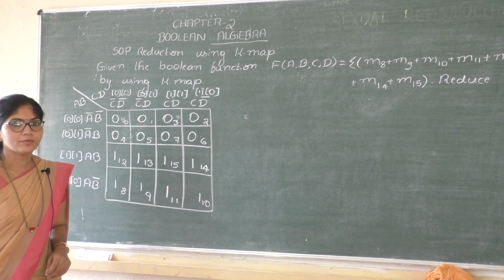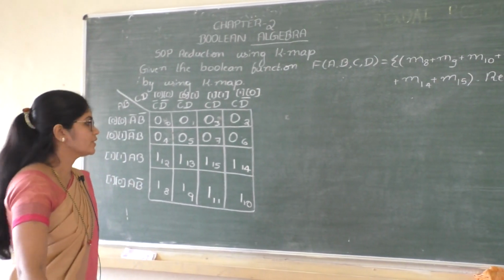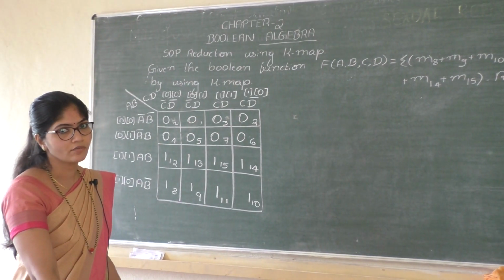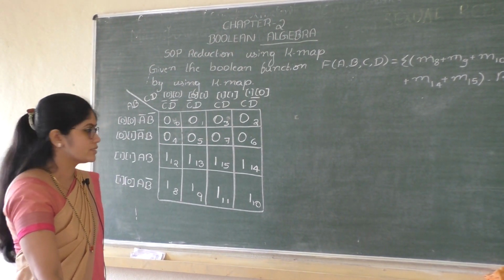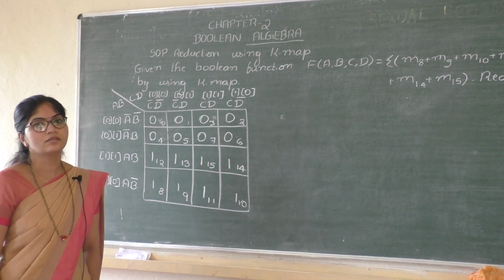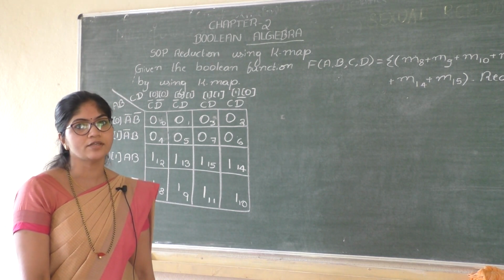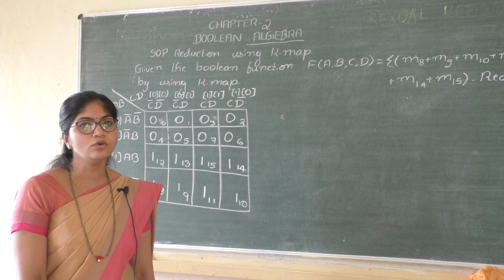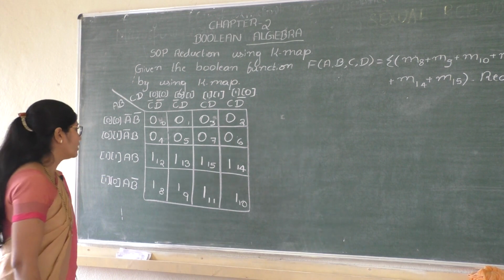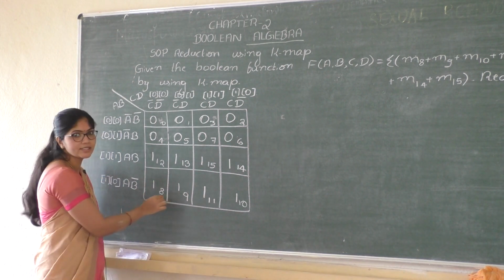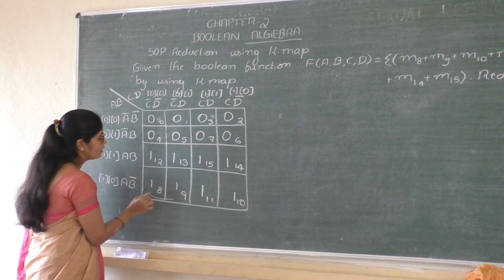Next step is forming the groups. While forming the groups, first search for octets, then for quads and last for pairs. So octet means group of 8 adjacent ones. Quad means group of 4 adjacent ones. Pair is group of 2 adjacent ones. So now here you can see 8 adjacent ones. So we can make an octet.